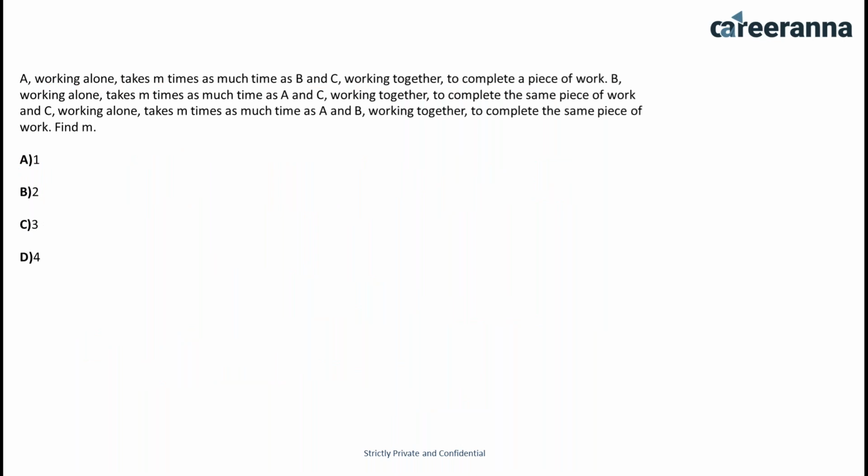A working alone takes M times as much time as B and C working together to complete a piece of work. B working alone takes M times as much time as A and C working together to complete the same piece of work. And C working alone takes M times as much time as A and B working together to complete the same piece of work. Find the value of M.